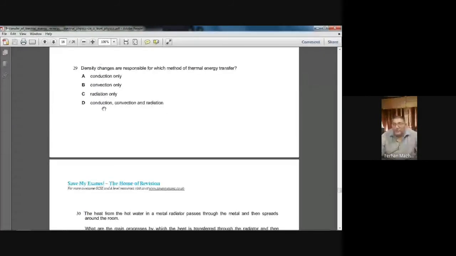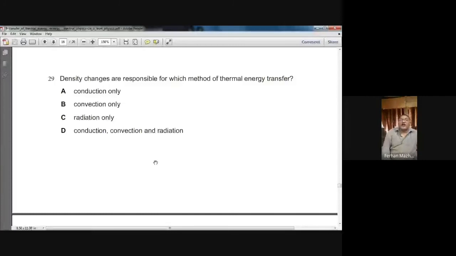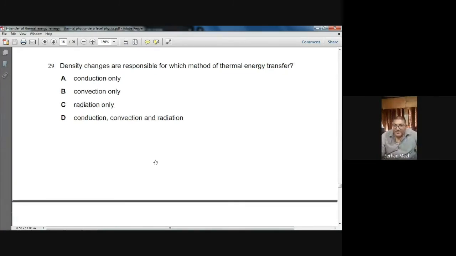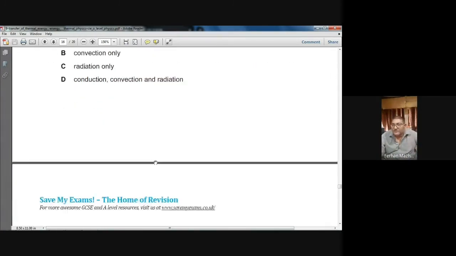Question number 29 on your screen. Density changes are responsible for which method of thermal energy transfer? Remember this word: density changes. Convection only. So what's the option? B. B is the right option.